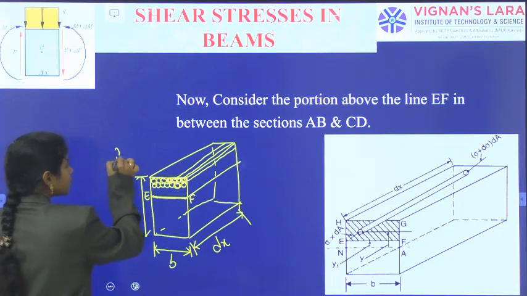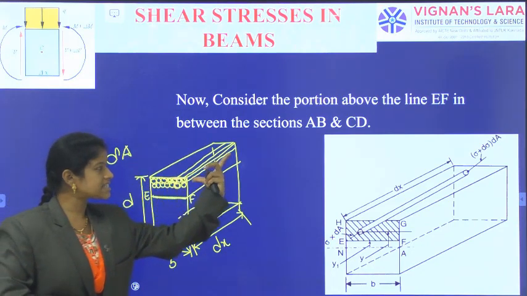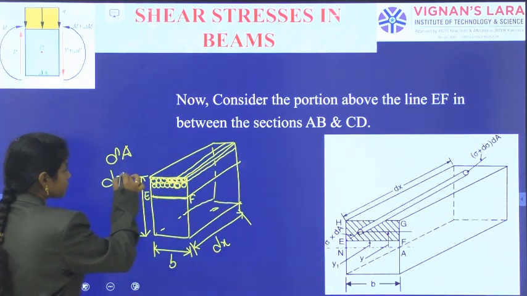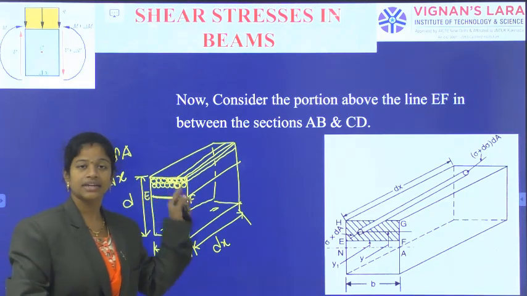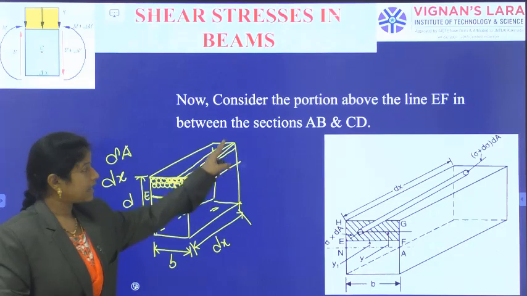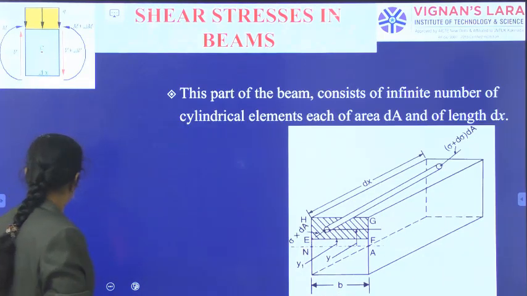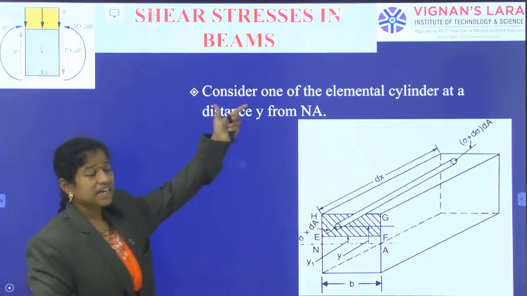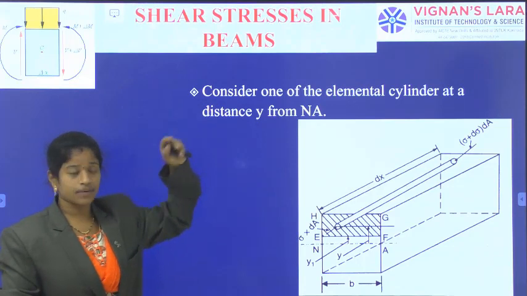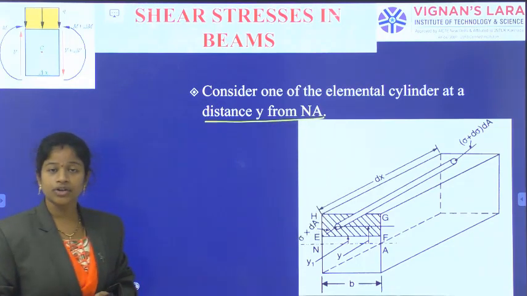That cross-sectional area of each cylindrical element I am indicating as dA. And what is the length of the cylindrical element? dx. So dA is the cross-sectional area of the cylindrical element and dx is the length of the element. Now consider any one of the elemental cylinders in those lines, which is at a distance y from the neutral axis.